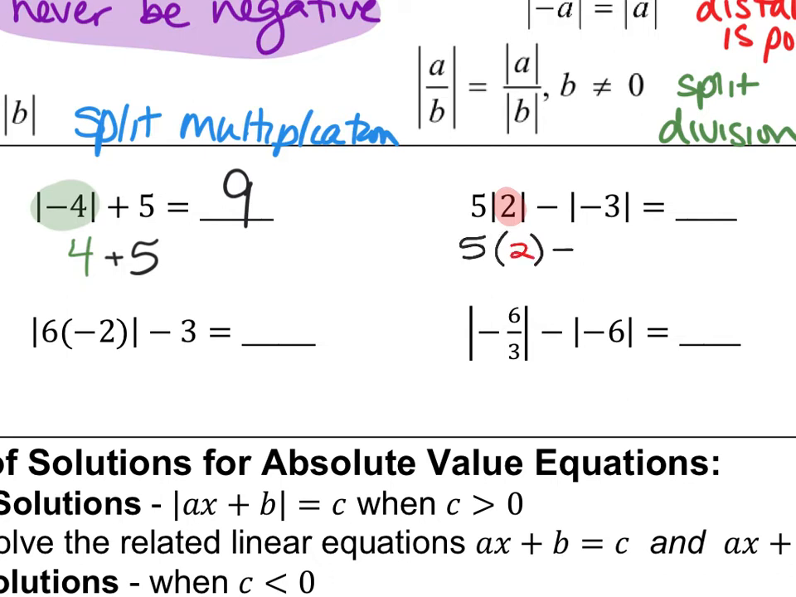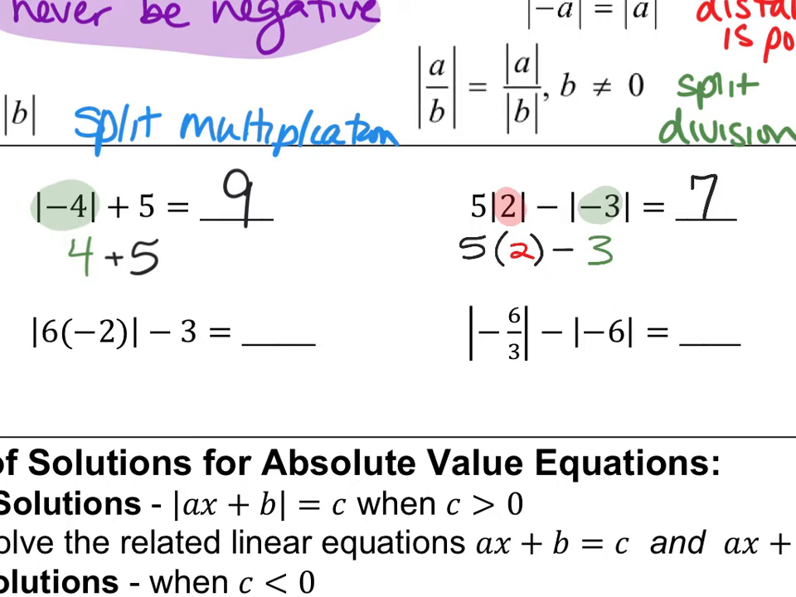And then we're going to subtract. What is the absolute value of negative 3? 3. Okay. What is 5 times 2? 10. And what is 10 minus 3? 7. So 5 times absolute value of 2 minus absolute value of negative 3 is 7. Do you see how the absolute value basically just loses the negative sign? That's basically it. It's always positive because it's a distance.